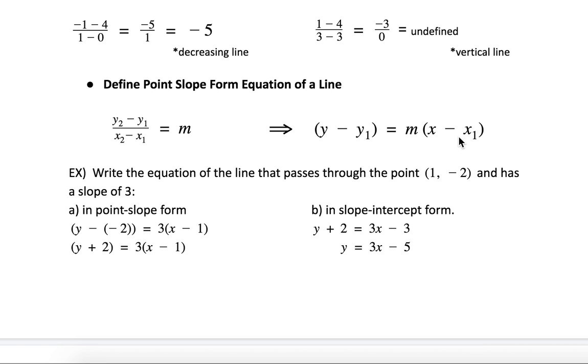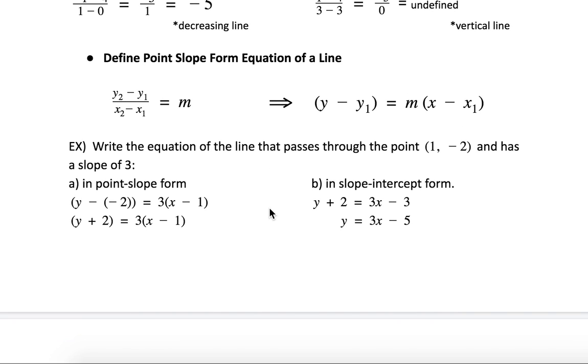What we substitute into this equation are x1 and y1. That would be a point or a coordinate pair that is on your line. So any point that's on your line, you can actually plug those coordinates in. And then m, as we just talked about, is representing slope. So substitute your x and your y coordinate and your slope, and you've written your line in point-slope form.